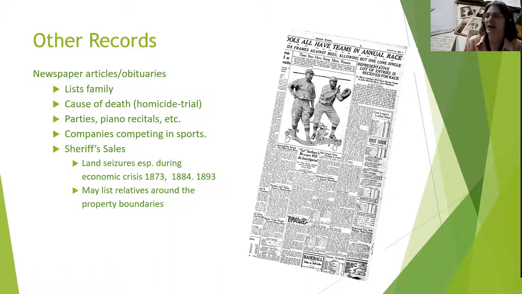And then of course there were sheriff's sales. You can find a lot through a sheriff's sale, like land seizures, especially during economic crises, like 1873, 1884, and 1893. It may list relatives around the property boundaries. So that's something to look forward to.